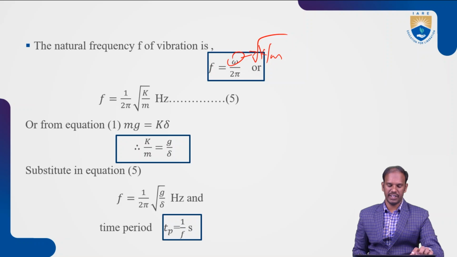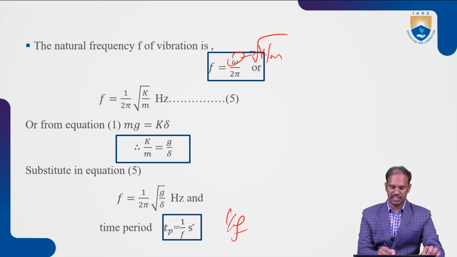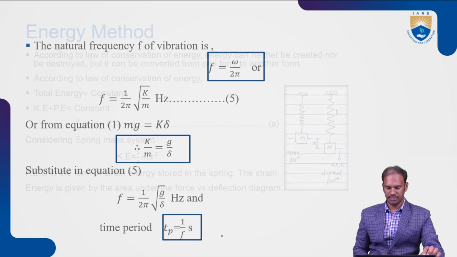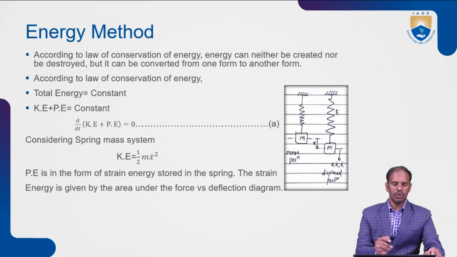1 by f is nothing but frequency. The time period is nothing but 1 by f. If we give it, then it is called a time period, in seconds. In seconds, right? So in energy methods there is a total energy.